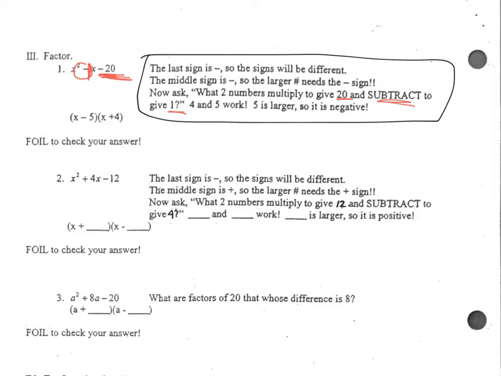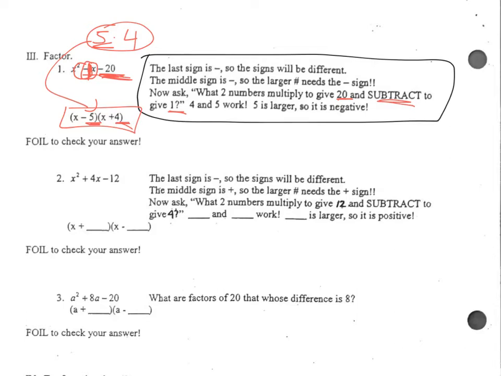And we did this on the last one. 5 times 4, that works. It multiplies to give us 20, and it subtracts to give us 1. But since this number here is a negative, the bigger number 5 goes with that negative. The quick check is, if you add negative 5 and 4, it gives us negative 1. If you multiply negative 5 and 4, it gives us negative 20.